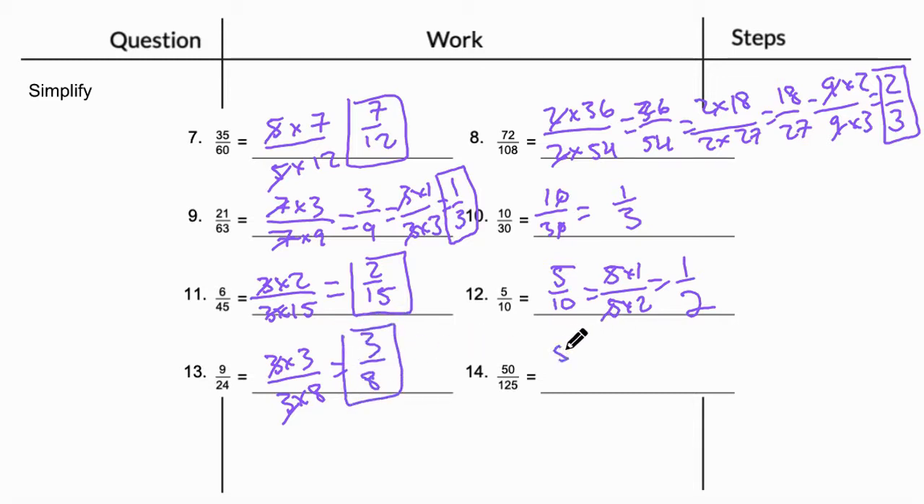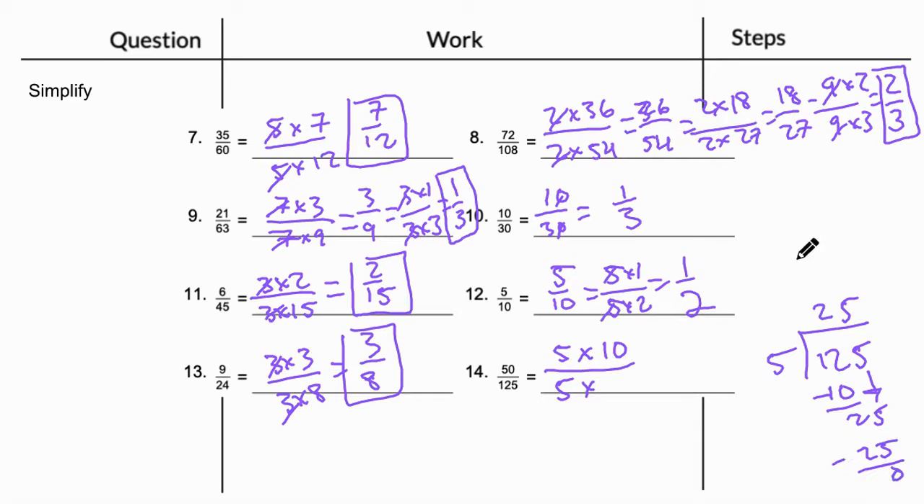And big numbers to end it off here. I can tell that 5 goes into both of these because they end with 0 and 5. So that's 5 times 10. And 5 times, well, I don't know, what is it? Let's see here. 5 goes into 125 25 times. So cool. Looks good to me.